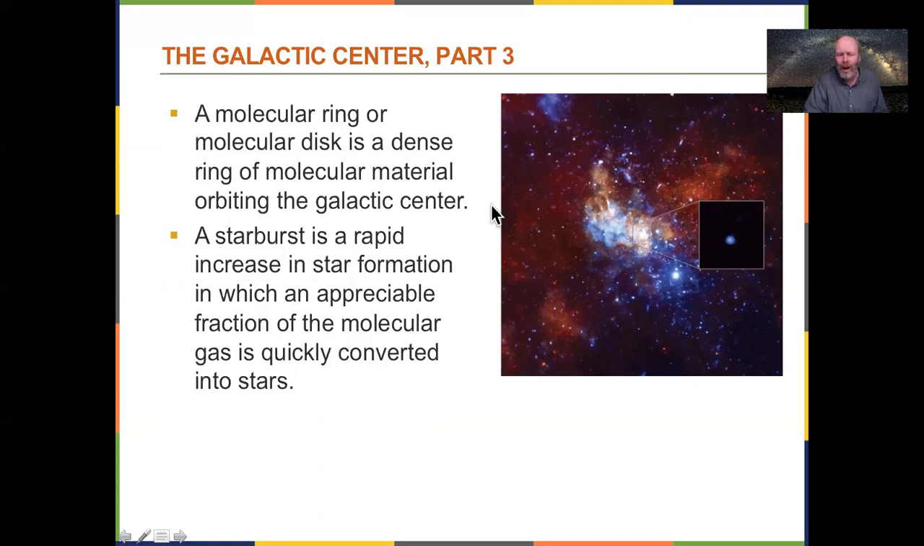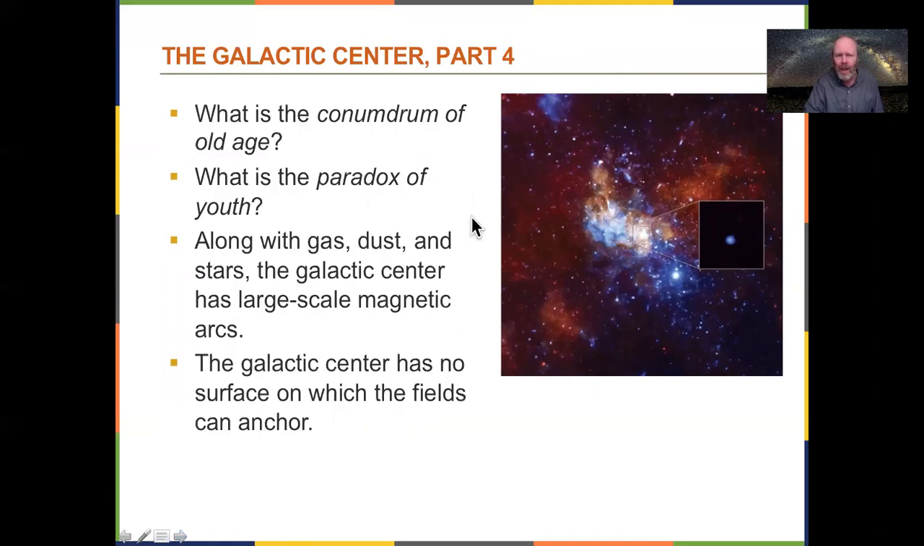There's a lot of new star formation, starburst, rapid formation. And some of these are very large, which means they live very short periods of time before they're returning their material out. We have these different questions. So I'll leave you to look up these in your textbook. What is the conundrum of old age? What is the paradox of youth?